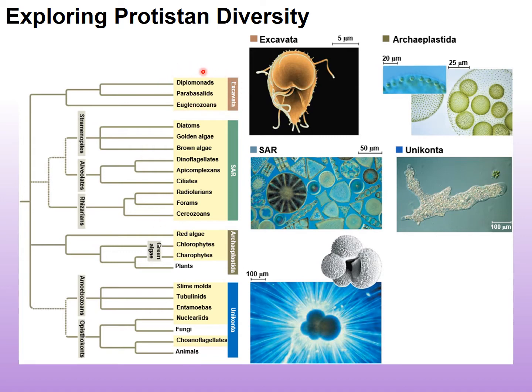So here we're starting with the excavates. This is a very short segment. We're going to explore the excavates, which divide into three categories: the Diplomonads, the parabasalids, and the Euglenozoans.